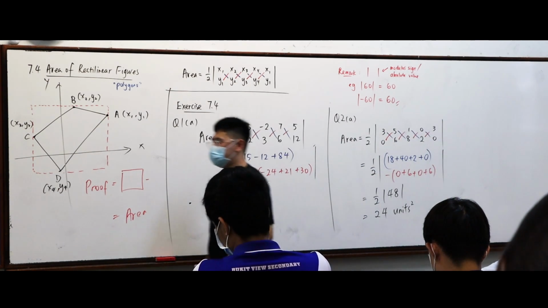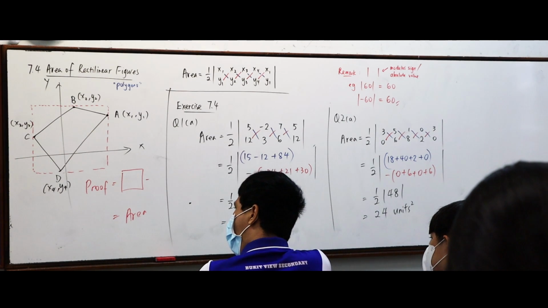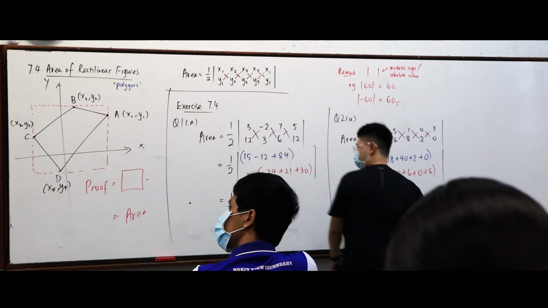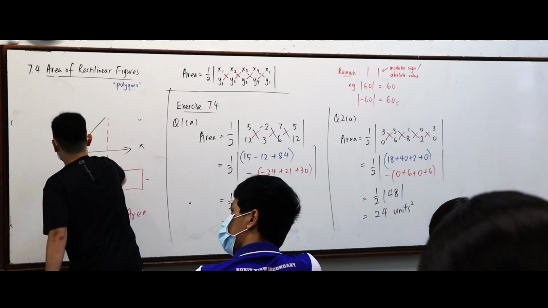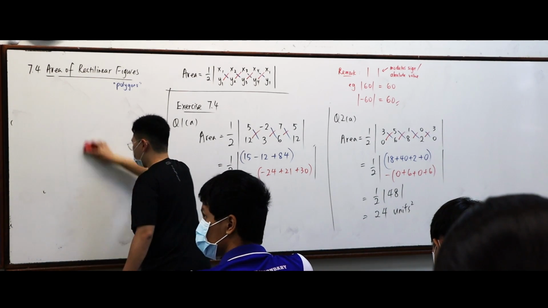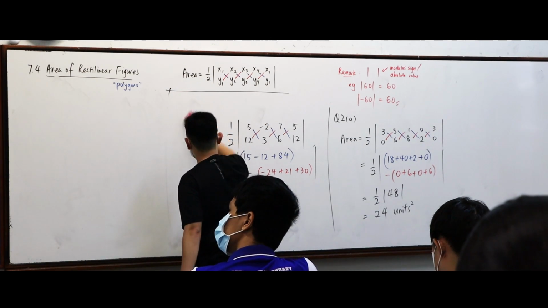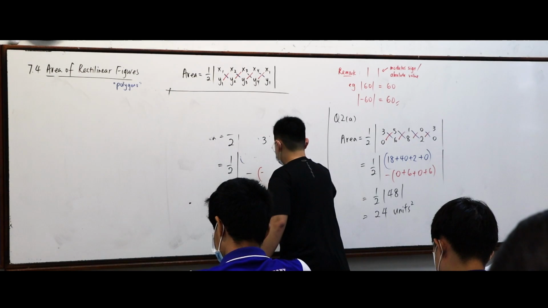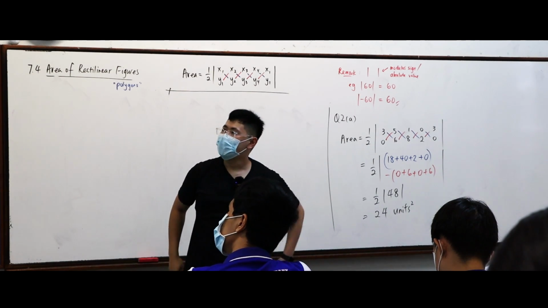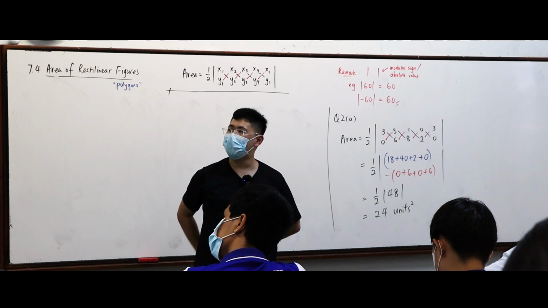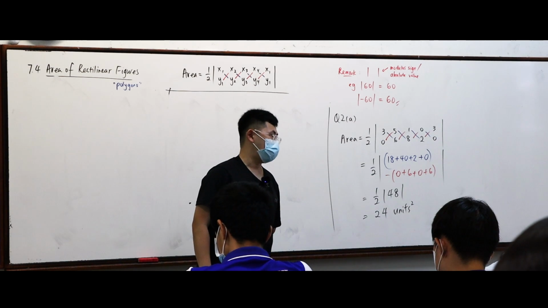Let's look at one more crazy example. Oh, sorry, 2 more crazy examples. Okay, 4 and 5. Okay, so question 4. So the coordinates of the vertices of a pentagon is that list of things. Find the area of the pentagon.